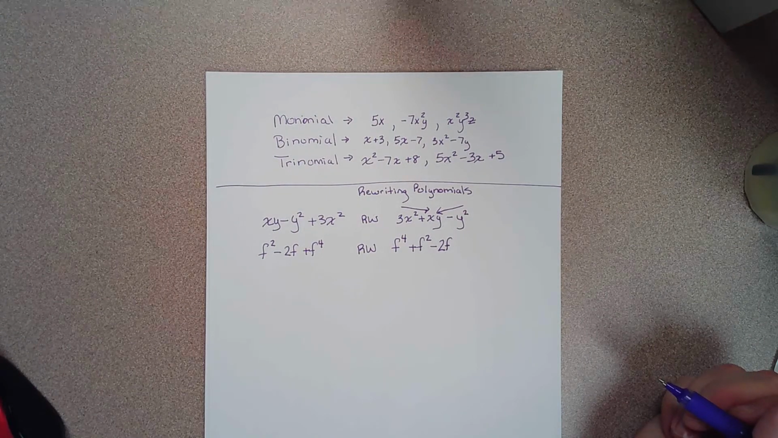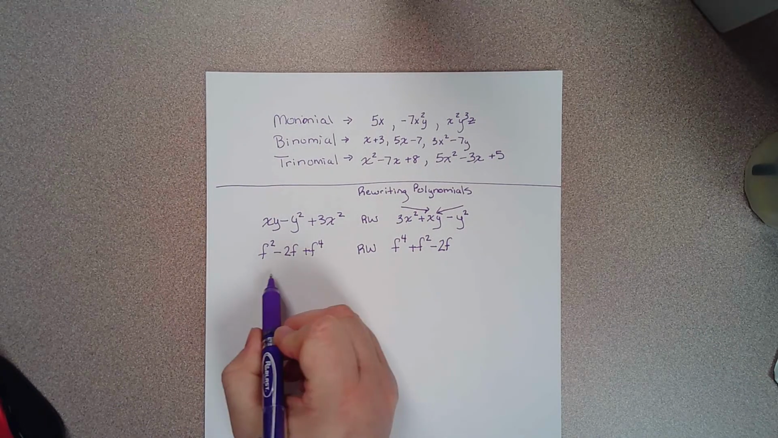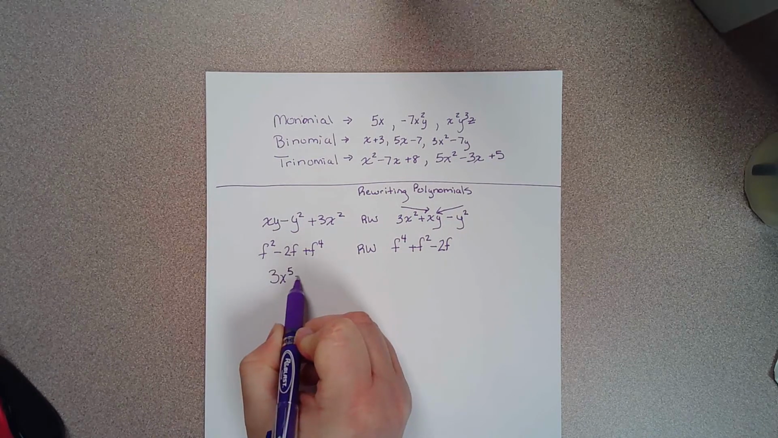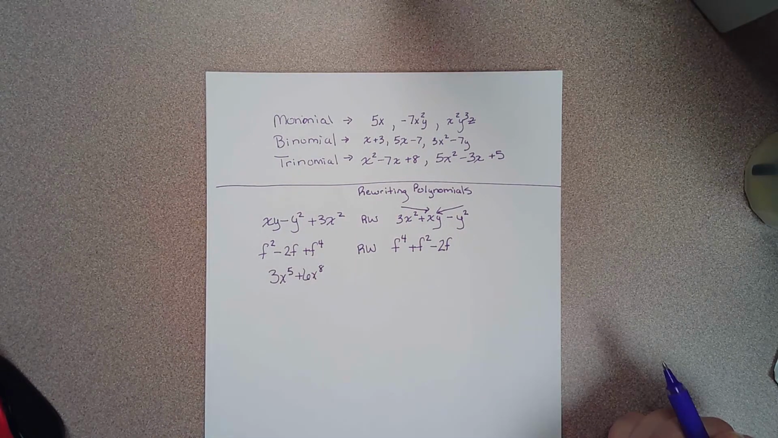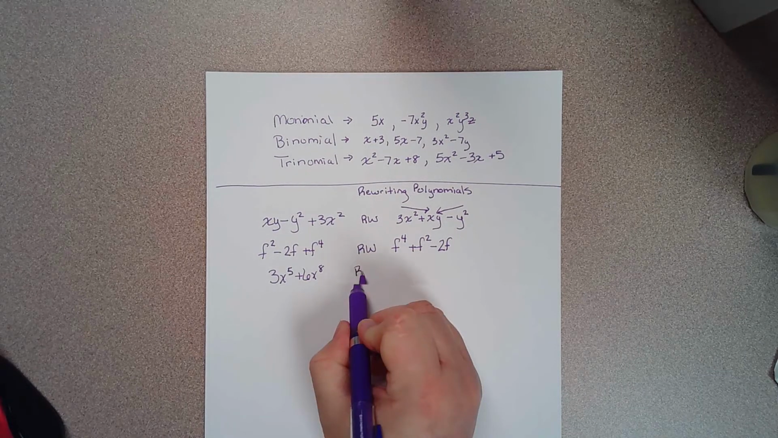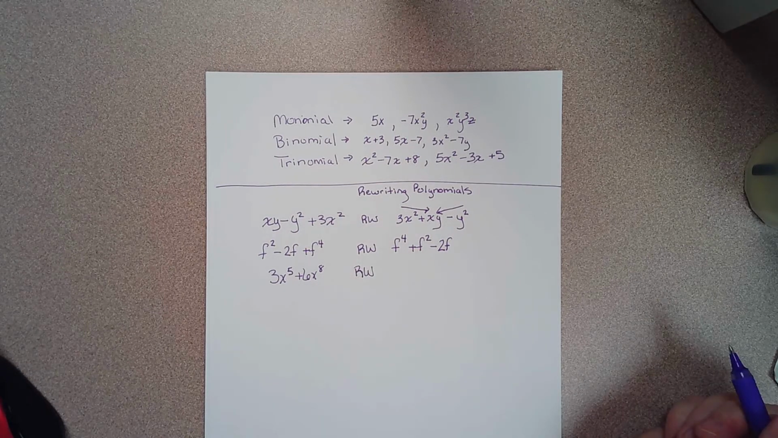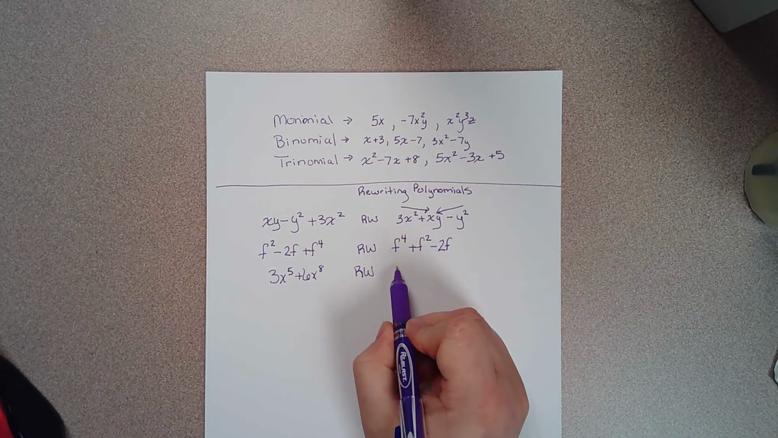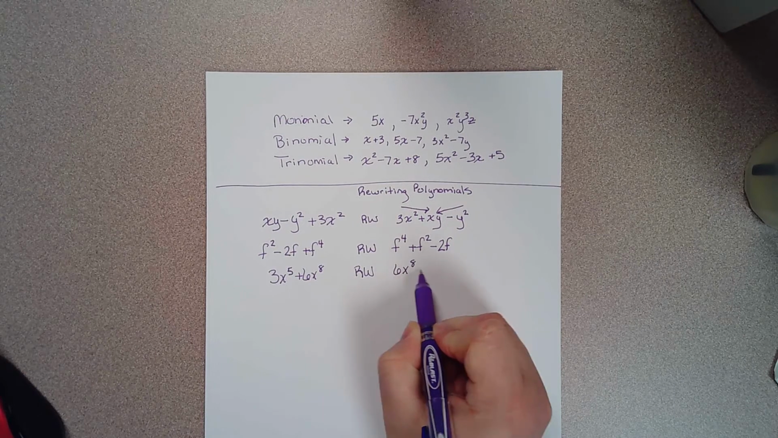Now this is going to be very important for future sections. So please make sure that when you're doing this, that you always check to see if it's written from greatest to least with your exponents. So let's look at a couple other strange ones. Let's say we have just 3x to the fifth plus 6x to the eighth. In this case, it's just a binomial, but if you look at it for our rewrite, we need to have the eighth first. So 6x to the eighth plus 3x to the fifth.